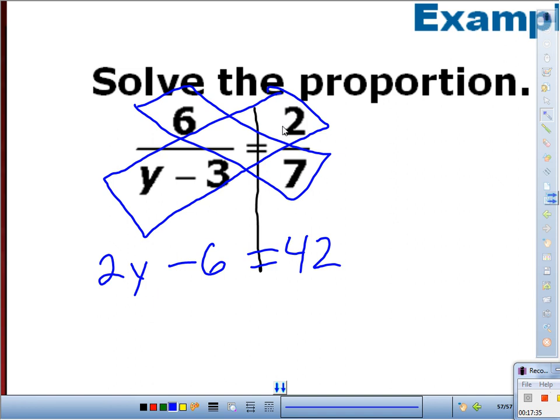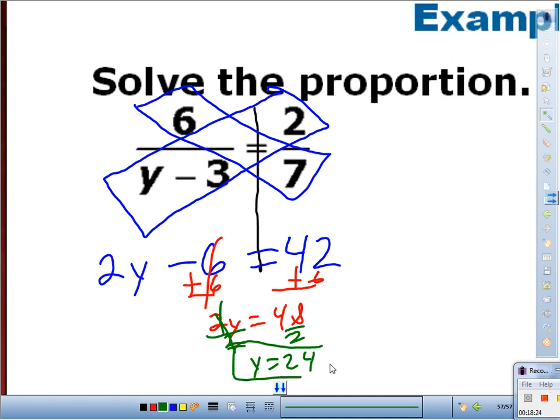Okay, here it goes again. We multiplied, right? Let me write it out. 2 times y minus 3. You guys see it now? So it's like distributing. All right, let's continue. What do I do from there? Plus 6 plus 6, 2y equals 48. And last step, divide by 2, divide by 2, y equals 24. Are we there?